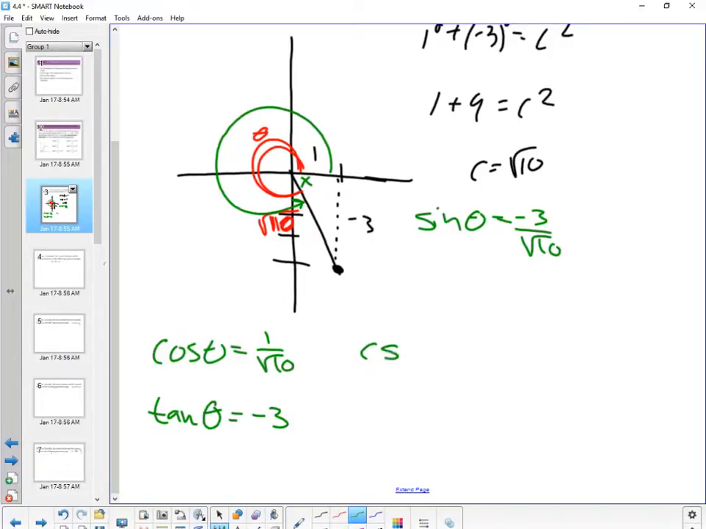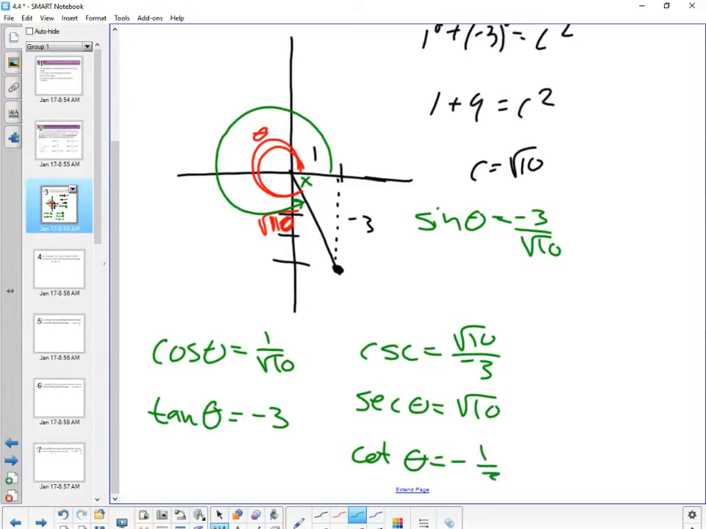Let's do cosecant. It's going to be radical 10 over -3. Oops, I forgot my theta, but you get the point, right? My secant theta will be the reciprocal of cosine theta. So it's just going to be radical 10. I know what you meant. And then cotangent theta will be -1/3. Correct. Not so bad? Pretty easy.